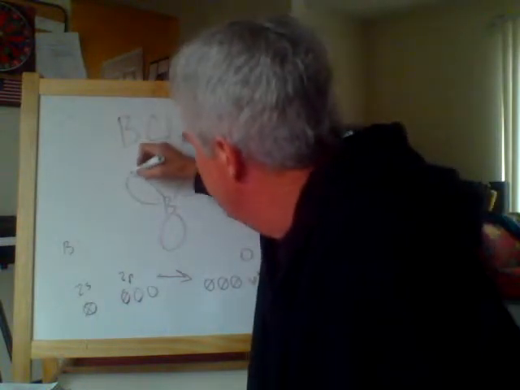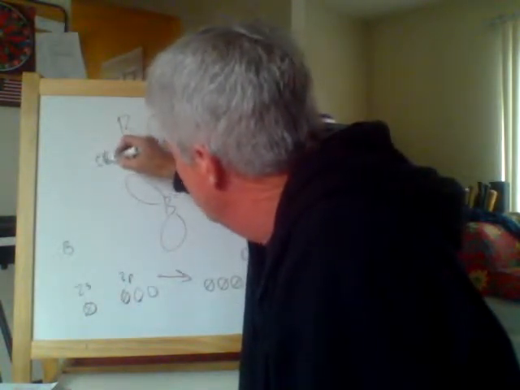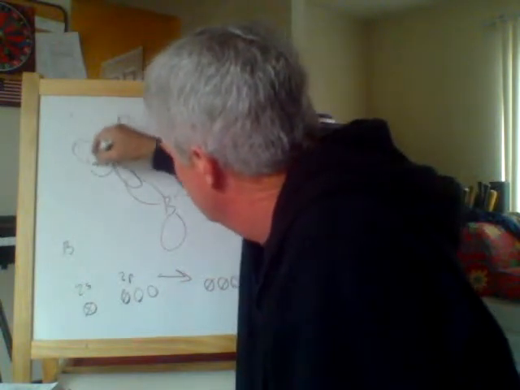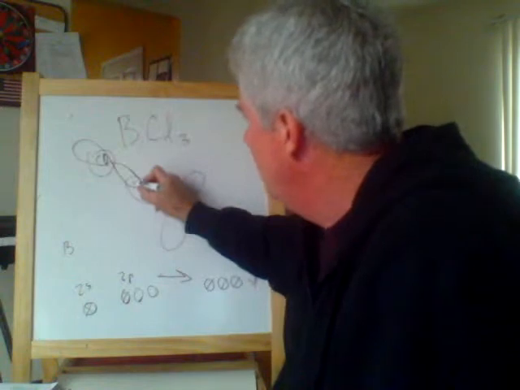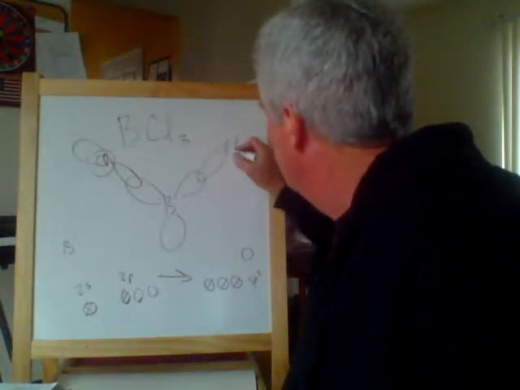Each of the chlorine atoms has its p orbital, which remembers looks like this, overlapping here. And the other chlorine atom is going to have its p orbital overlapping here.